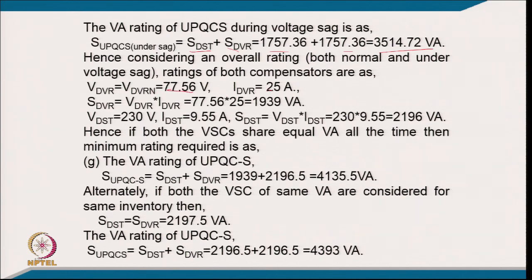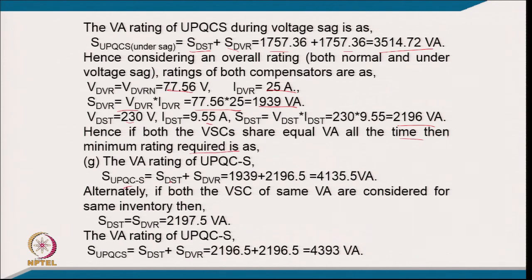Hence, considering the overall rating, the rating of both compensators is typically: DSTATCOM voltage rating 230 volt and DVR current rating 25, and the VA rating is this multiplied. So, it is 1.39 and V_DSTATCOM 230 volt with 9.5 ampere. So, it becomes 2196 VA, hence both VSCs share equally at the time of minimum rating.